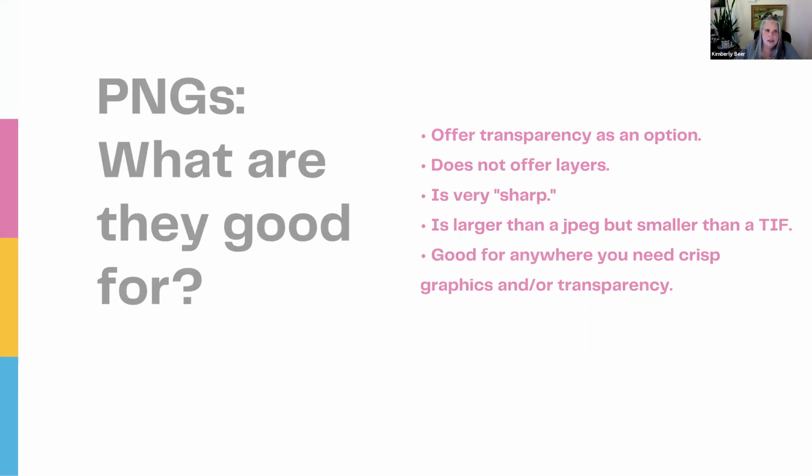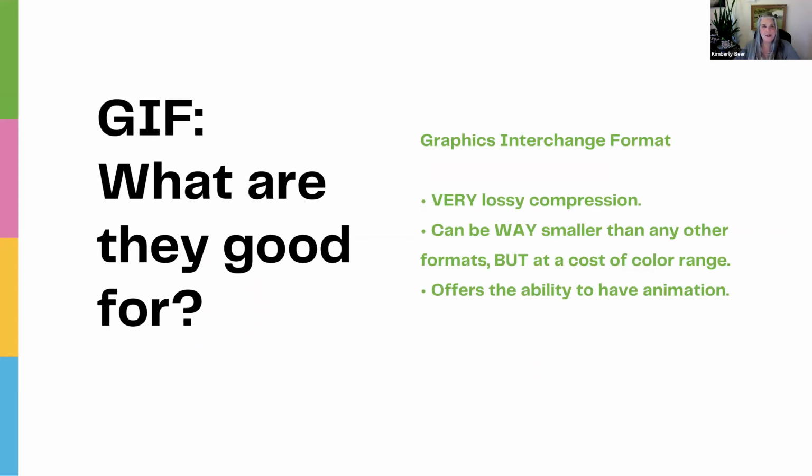GIFs. So everybody's heard of a GIF, right? GIFs, we've kind of gotten out of using them. They've sort of fallen to the wayside as far as being able to use them for print or for website stuff. JPEGs are just simply better. They offer a lot more color latitude, and their compression is generally more pleasing to the human eye, the way that the file system works. The things that GIFs do, and they are lossy compression, just like JPEG images, and they can be way smaller, but they're going to be a big cost to the color range.